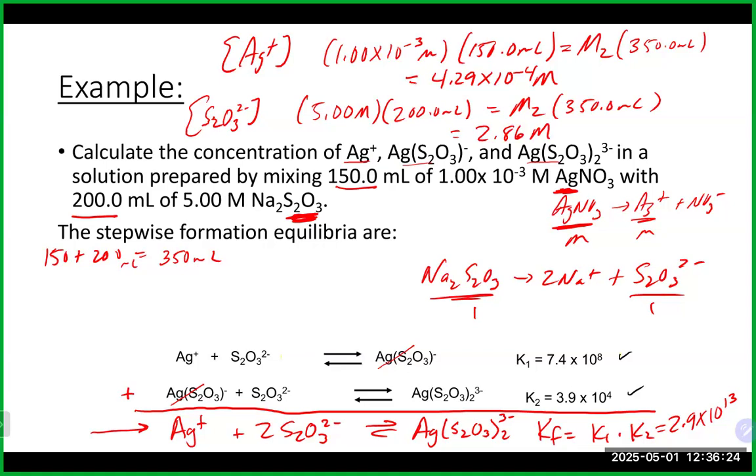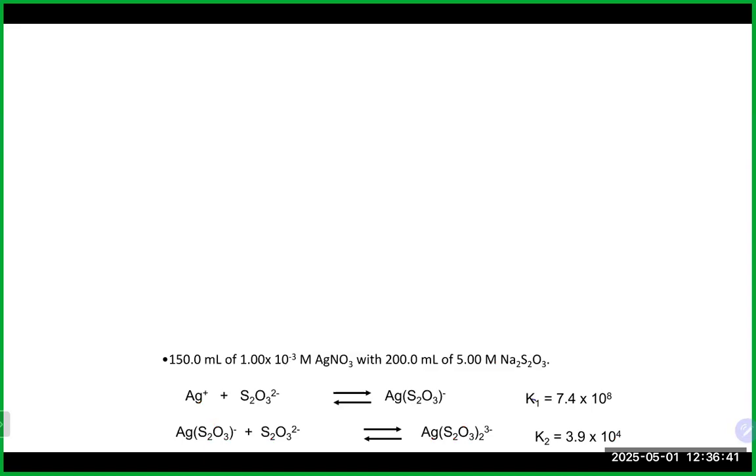Now that I have the concentrations of the silver and our S2O3, we can use the overall reaction to start getting some of the answers we're looking for. So let's do that. I'm going to flip the page here so I've got more to write with. Taking our overall reaction, which is our silver plus 2 of these give us our complex ion here.